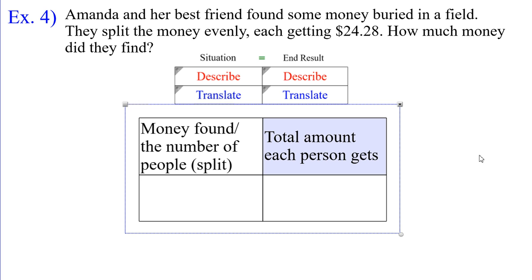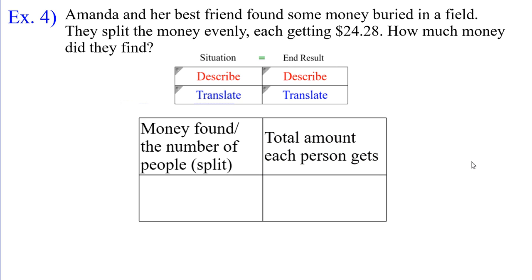So let's take this information and let's put it down in the box. So it says they each got $24.28, right? How much money did they find? We don't know that. The money that they found is what we don't know, so that's our X.